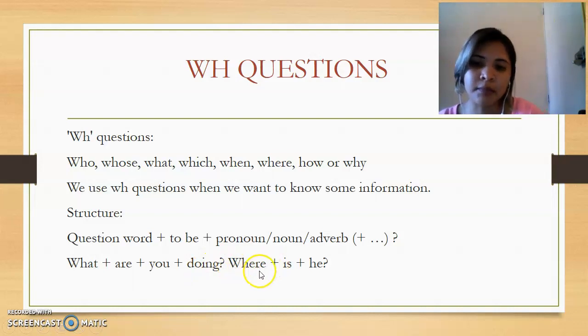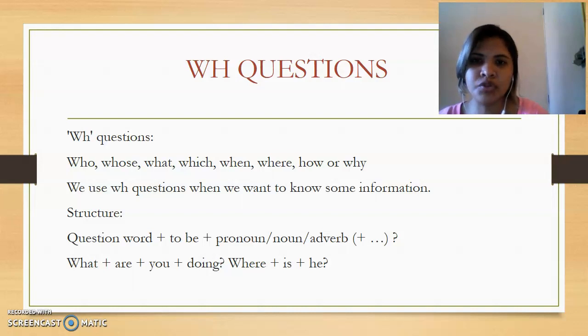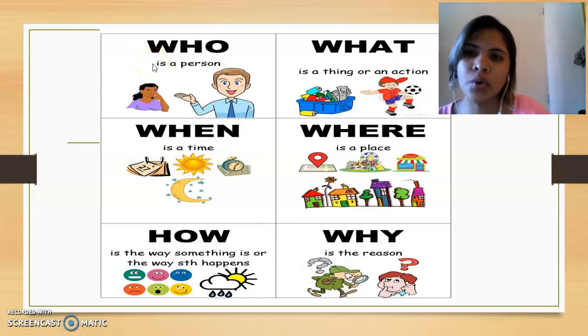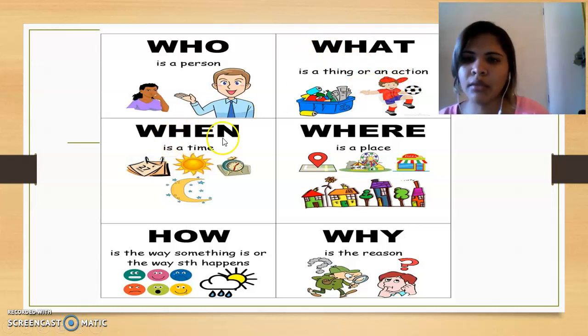We have another example. Where is he? So let's see another example to understand how to use the WH question. We use who for a person. So, who is that guy? We use what for a thing or an action. What are you doing? We use when for time. So, when is your birthday?